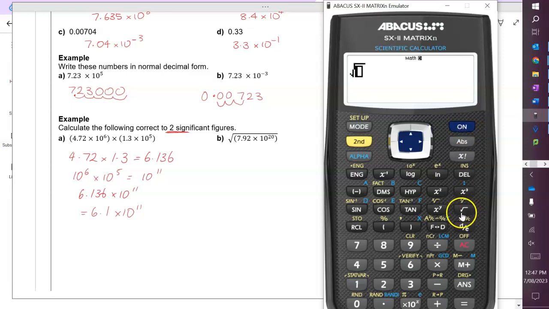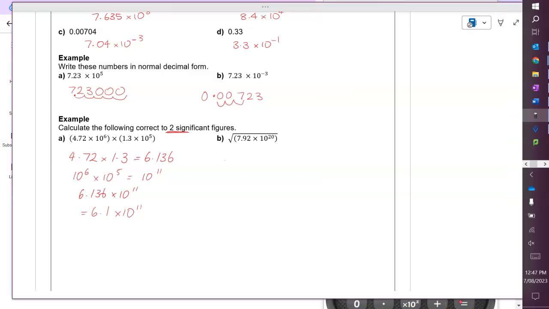Now for b, we're going to do that in our calculator. We press our square root sign, bracket 7.92 times 10, to the power of 20, close our bracket, and equals. So we get 2.814249456 times 10 to the power of 10. But I want two significant figures, so I want my first two numbers. So it's 2.8 times 10 to the power of 10.